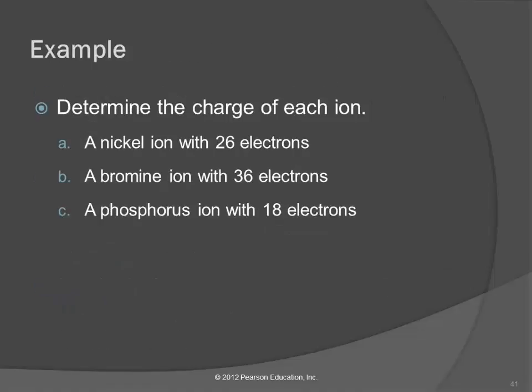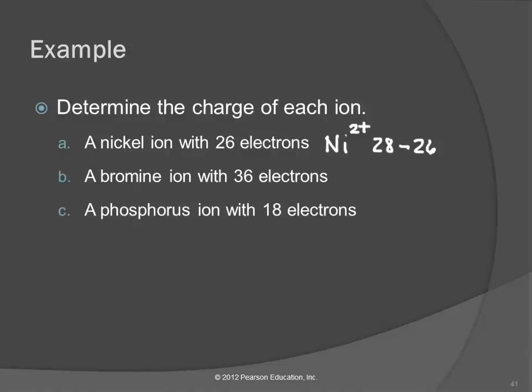So here's an example. Let's determine the charge of each of these ions. A nickel ion with 26 electrons. Well, what's the symbol for nickel? Ni, right? And it says it has 26 electrons, so that's -26 charge. How many protons does a nickel atom have? 28. So 28 minus 26 is 2 plus. So it's a +2 or a 2 plus ion.